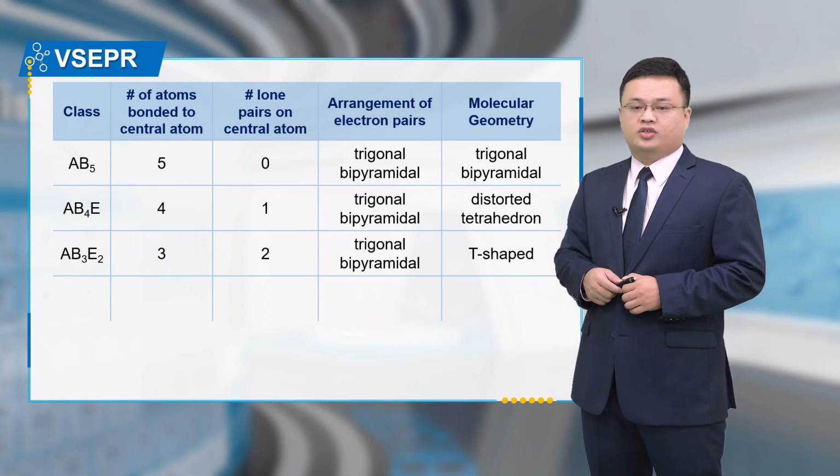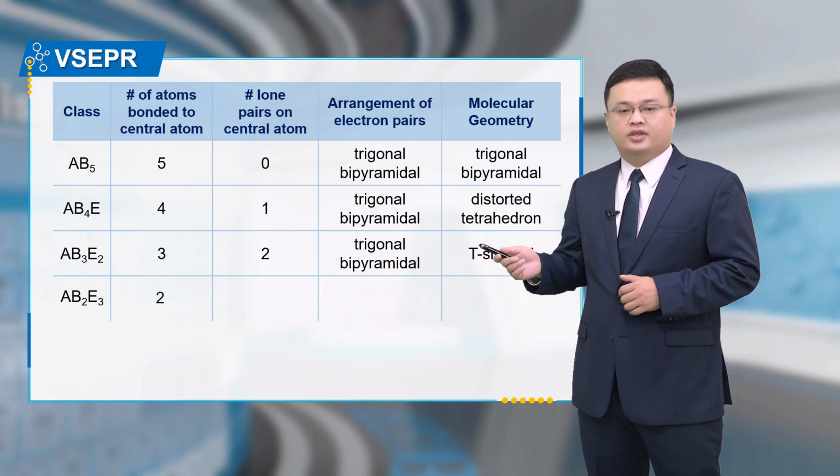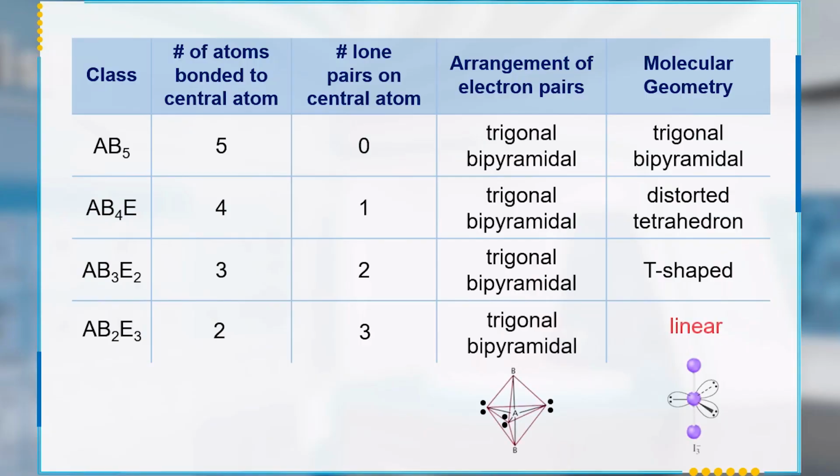A third similar structure to AB5 is AB2E3, with three lone electron pairs. And triiodide, I3 minus, is an example of this type. Three lone electron pairs take three corners of the trigonal planar arrangement, leaving two iodines on top and bottom each. So the geometry is simply linear.